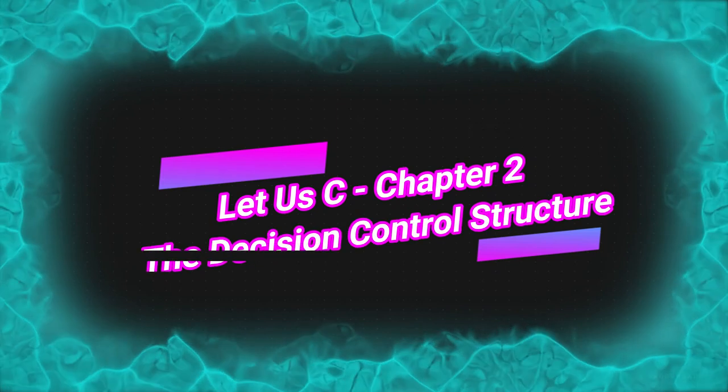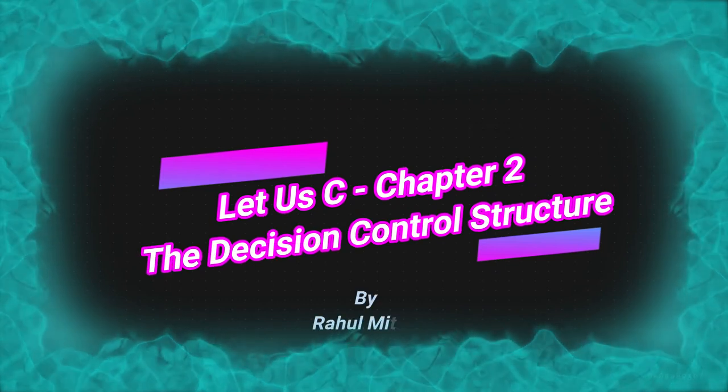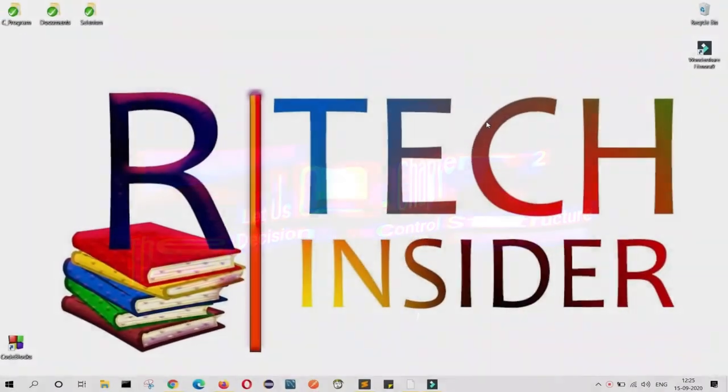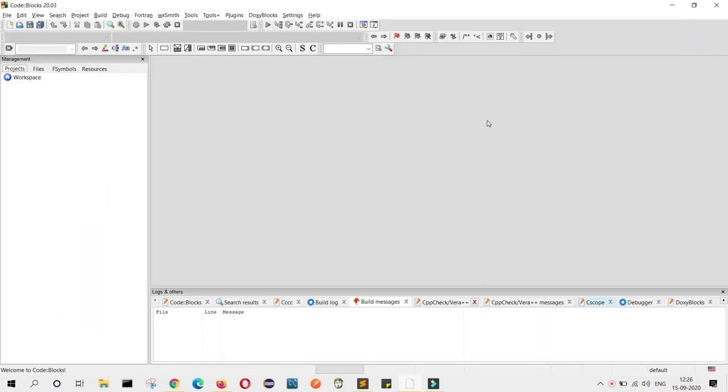My name is Rahul Mittal and in today's video we will see the solution of chapter 2, the decision control structure of Let Us C. Friends, in my previous video we took some questions and their solutions from chapter 1, Getting Started.